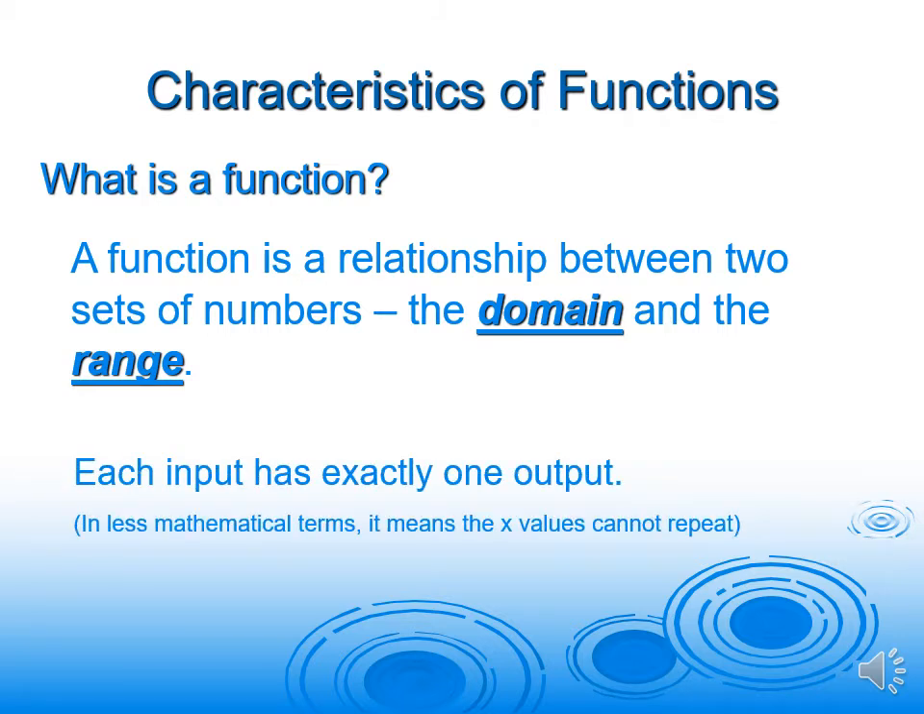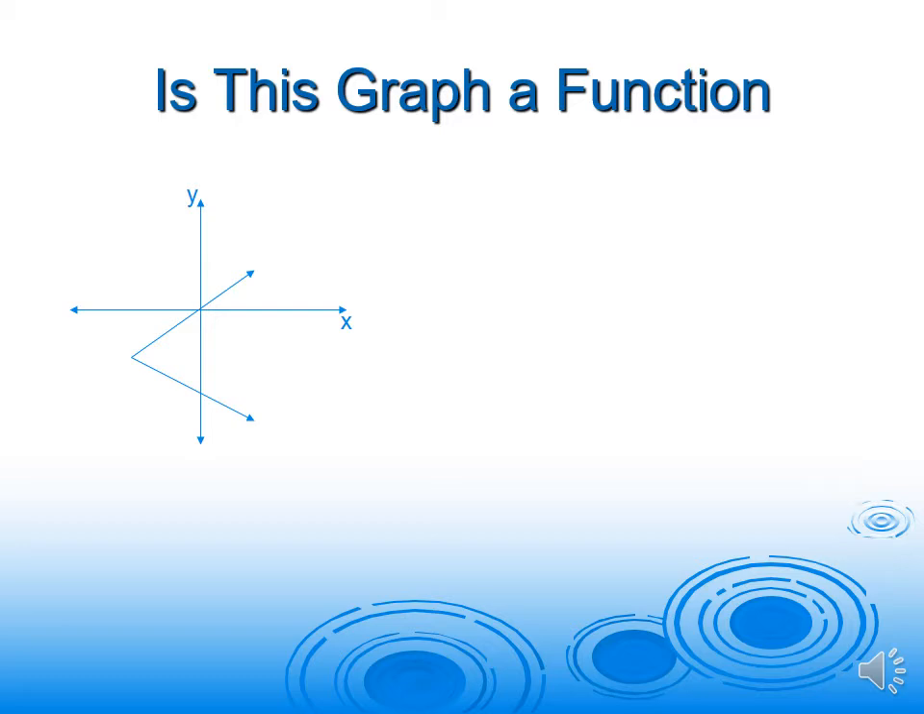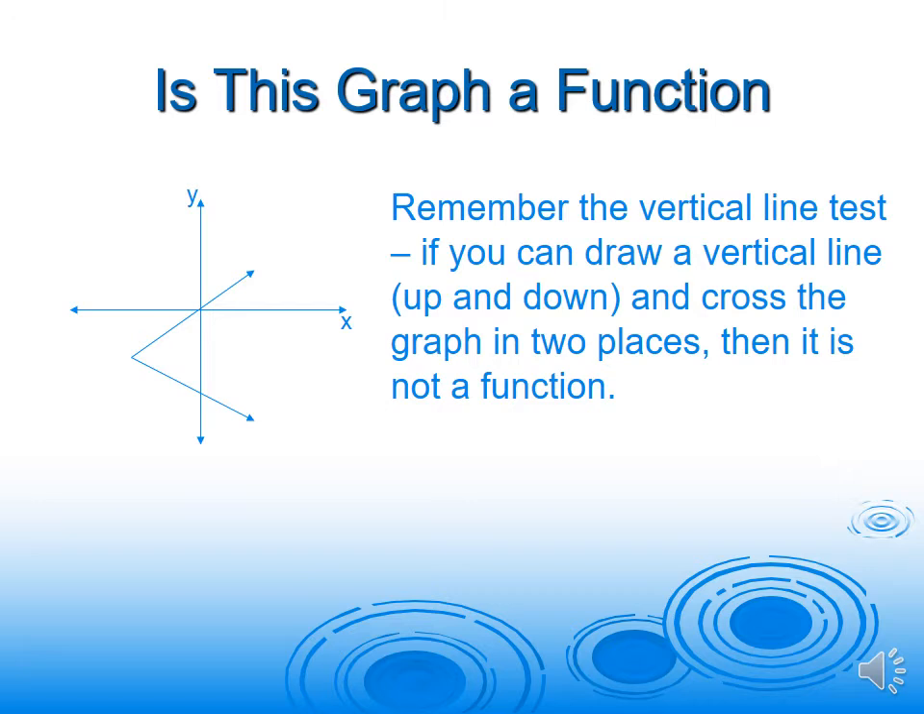A function says for each input, we have exactly one output. In less mathematical terms, it means that the x values cannot repeat. So let's look at this graph. We have this awkward V-type shaped graph, and if you're looking at it, the x values go from left to right. So do any of those x values repeat? The answer is yes, they do.